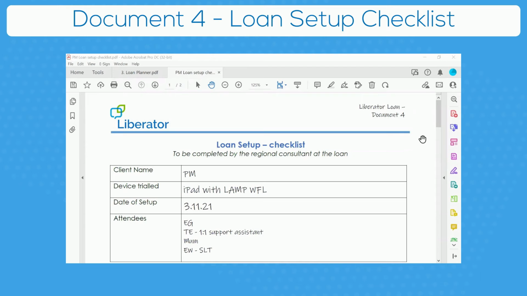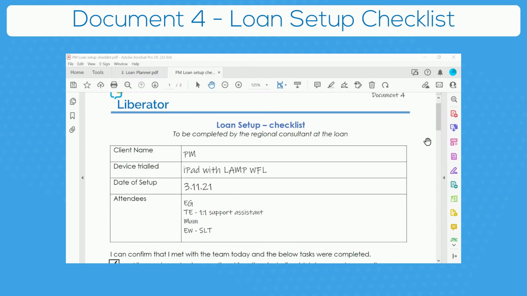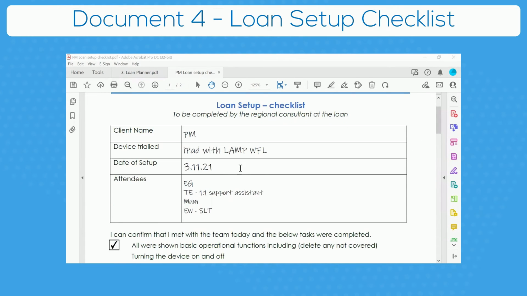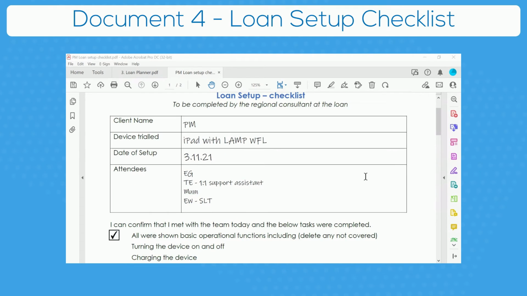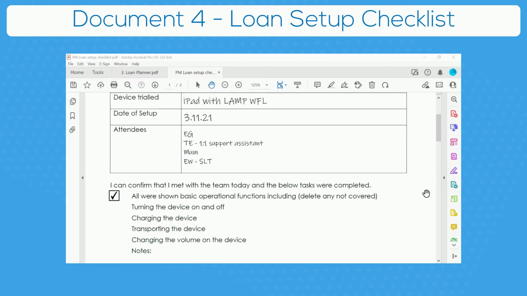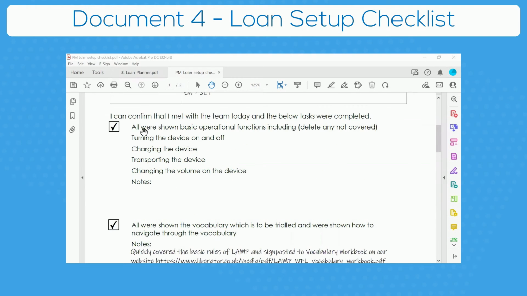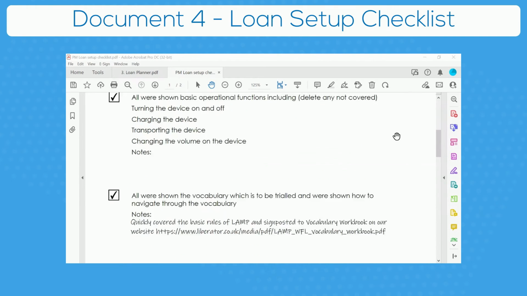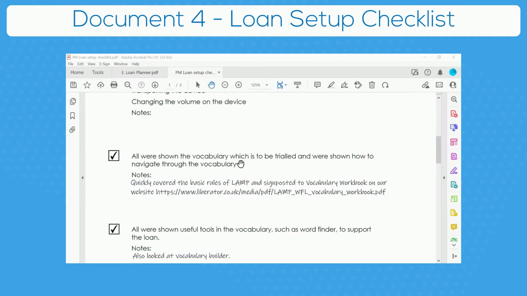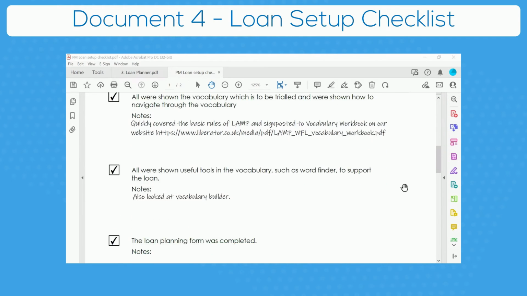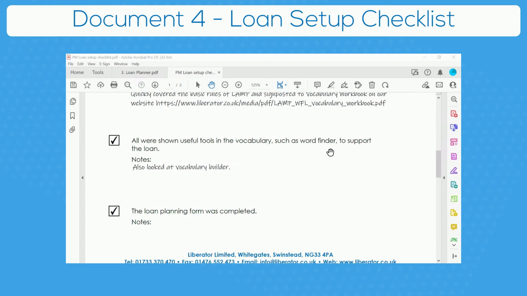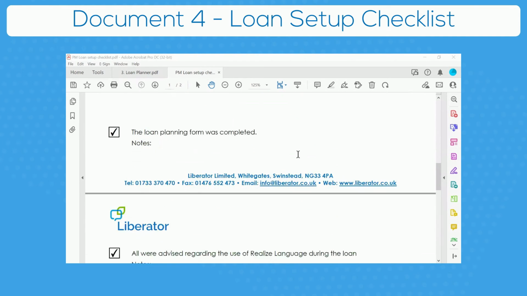So let's take a look at the loan setup checklist from Patrick's meeting. As you can see, the date of the setup was the second day of his device loan, and it was attended by Emily, the consultant, Tom, his support assistant, Mum and Emma, the speech therapist. And during that session, everyone who attended was shown the basic operational functions. They were shown the vocabulary and how to navigate through it, and were signposted to some resources which could support them further. They were shown useful tools in the vocabulary, including the vocabulary builder. The loan planning form was completed.